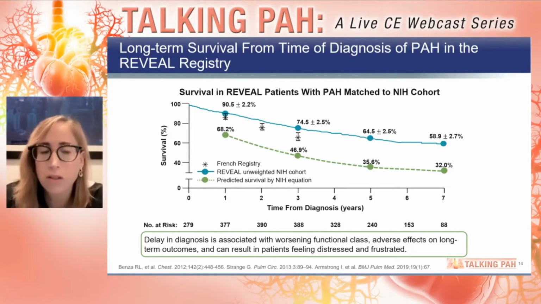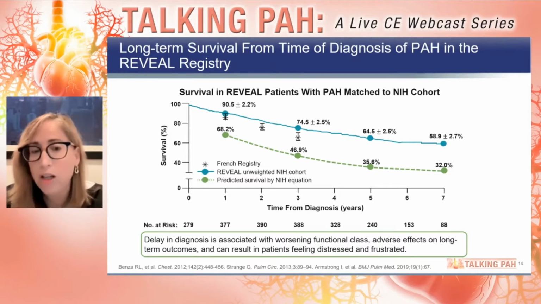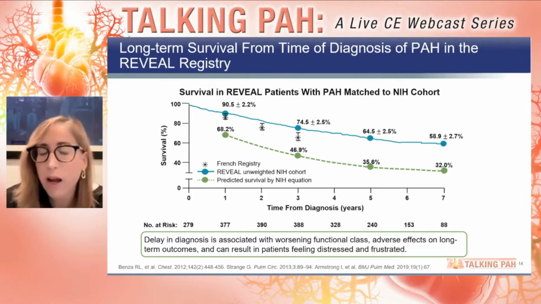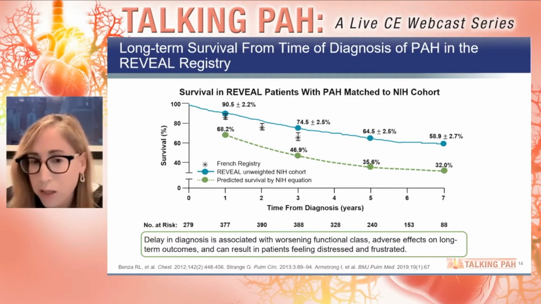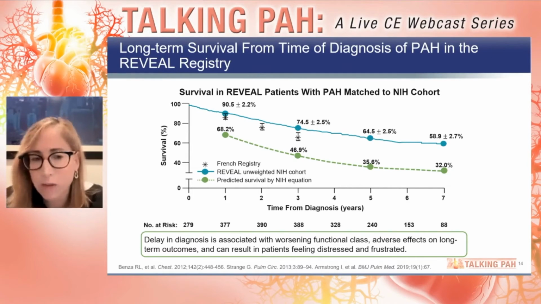So this slide is now almost a decade old. It's the REVEAL data when it first came out, and we matched it to the NIH cohort. So for those of you who don't know, the NIH cohort was the first group of patients looked at with what used to be called primary pulmonary hypertension, which is now idiopathic and hereditary and anorexigen PH. So these were young patients, and we didn't have any therapies other than the vasodilators that they were using at the time and warfarin, and their survival. And what you see is the 5-year survival rate was 35.8%. So this was like a cancer, and there was no cure.